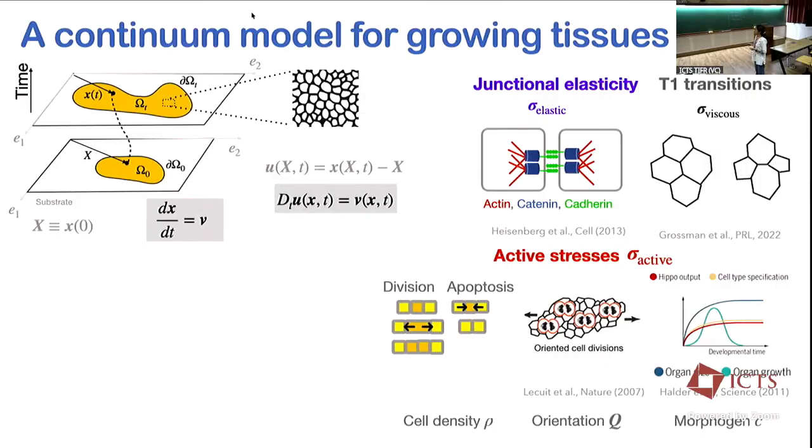In general, these active stresses can depend on higher order orientational degrees of freedom coming from oriented divisions and so on, and also they can depend on morphogens that are implicated in growth control.